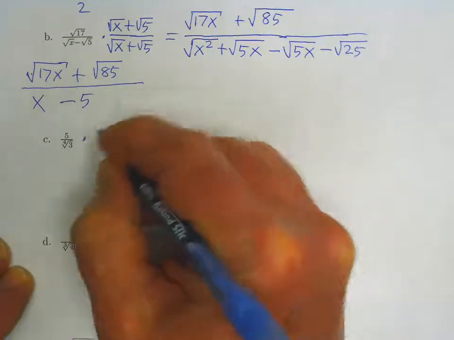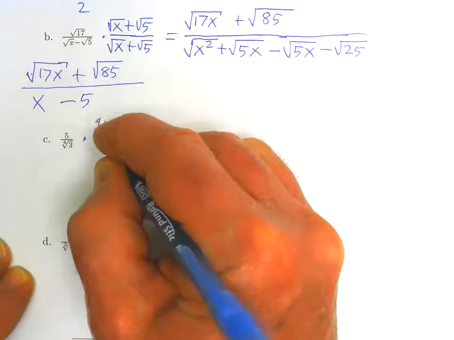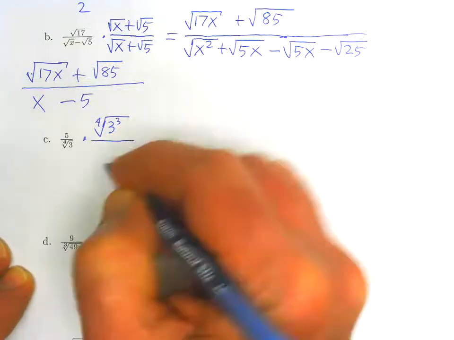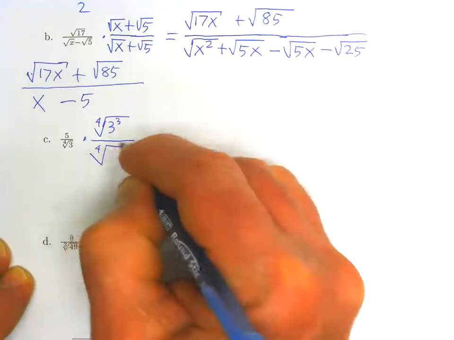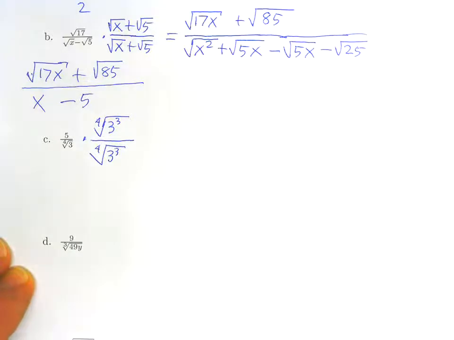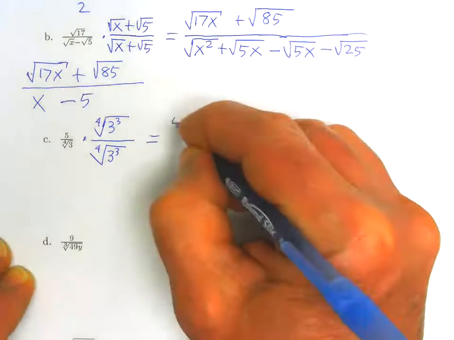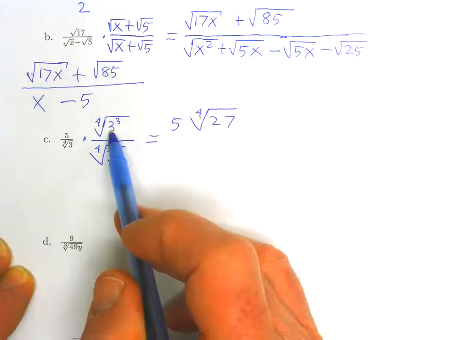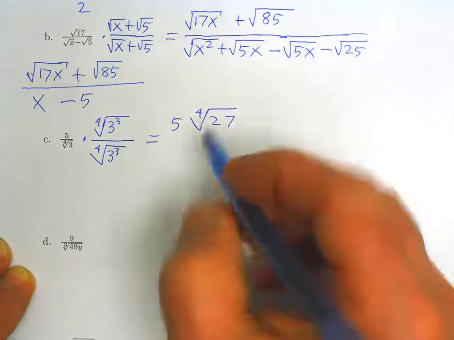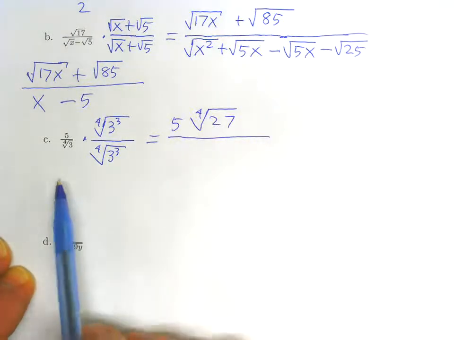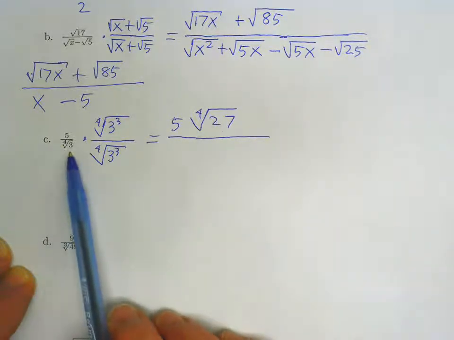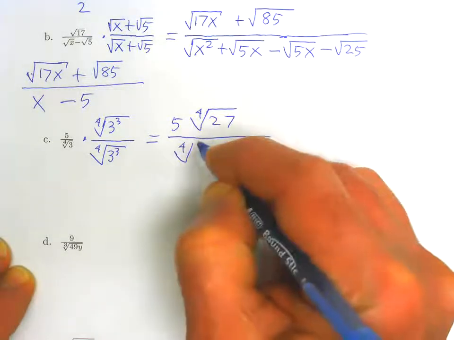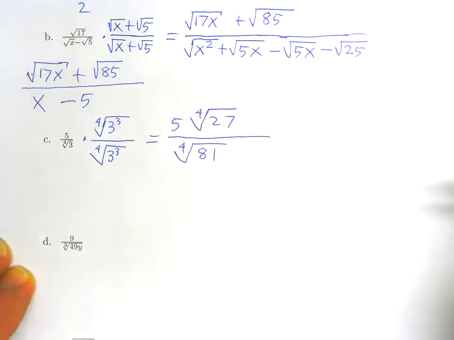Okay, so the form that one takes is multiply the numerator by the fourth root of 3 to the third, and multiply the denominator by the fourth root of 3 to the third. We're just multiplying by 1, so in the numerator we get 5 times the fourth root of 27. We should simplify 3 to the third to 27. And in the denominator, the fourth root of 3 times the fourth root of 3 to the third is the fourth root of 81, because 3 to the fourth power is 81.